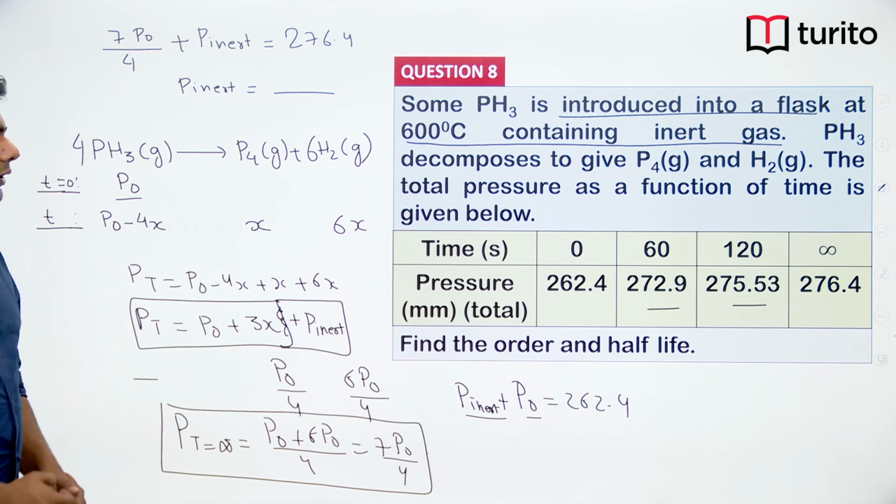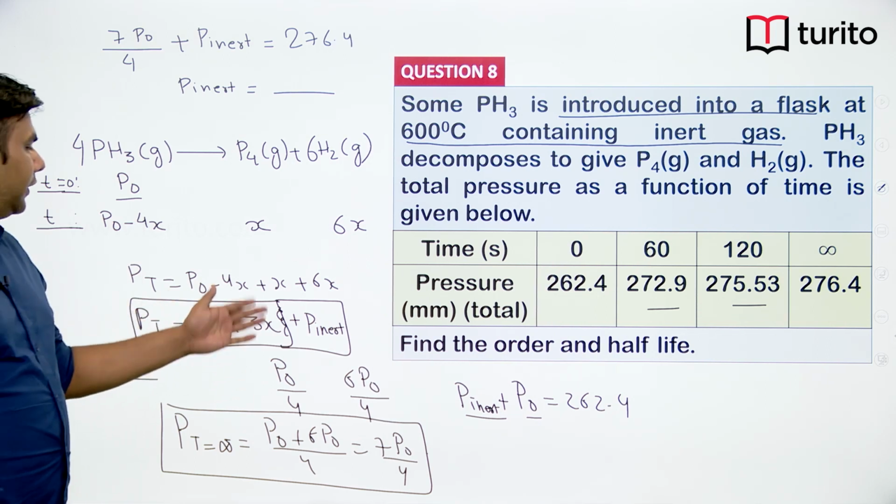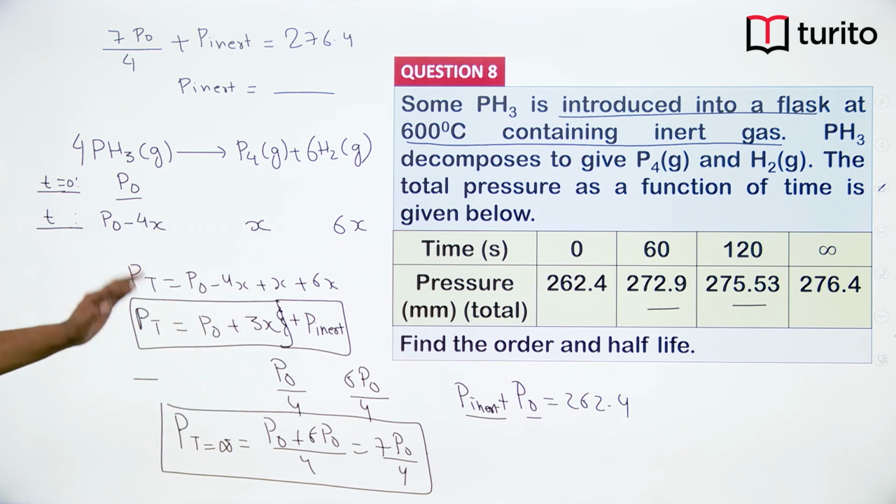So we'll get these equations. You can get the value of inert gas, P naught, and x. We are having 3 equations, 2 unknowns. So we can solve that and we can get the value of inert gas pressure. And we can get the value of x.